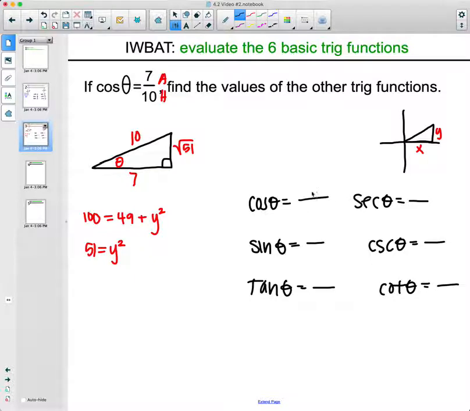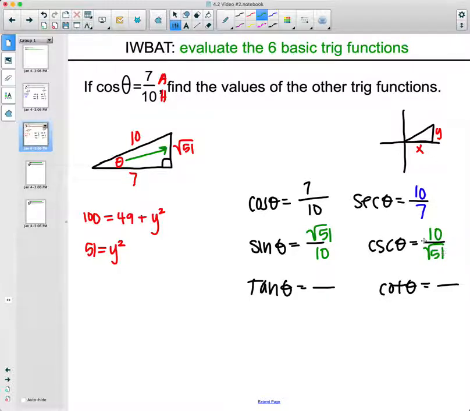So cosine was given to us at 7/10. Flip that for secant, so 10/7. Sine, opposite side, which is square root 51, over hypotenuse, which is 10. So flip that and you get 10 over square root 51.